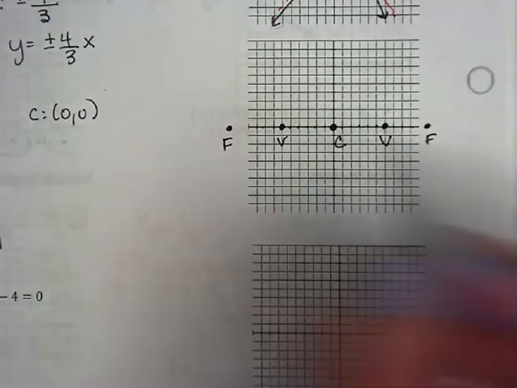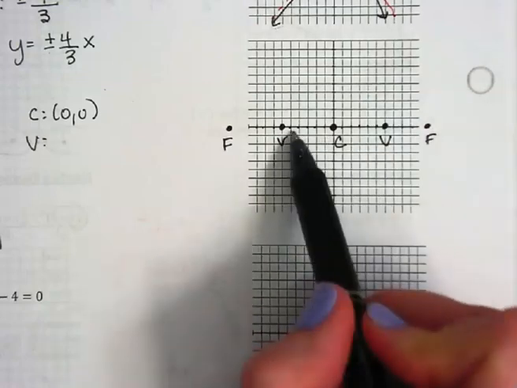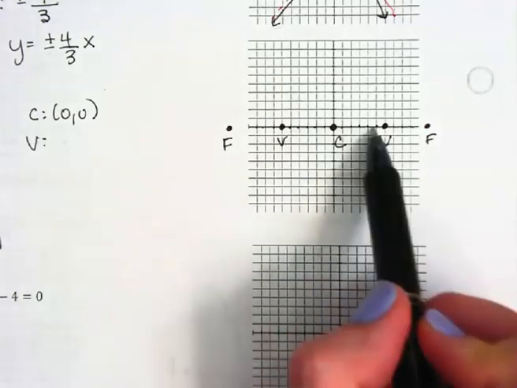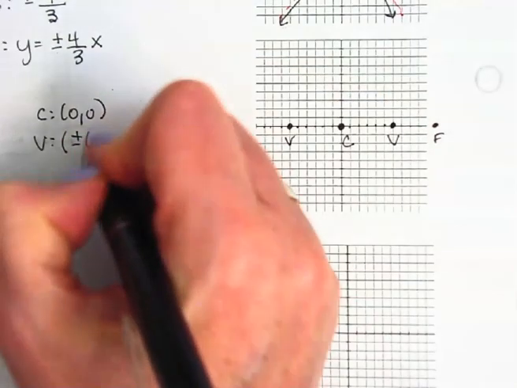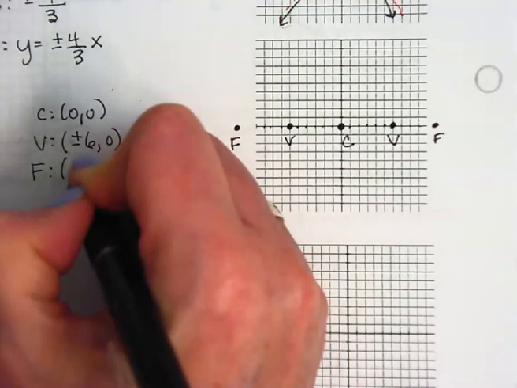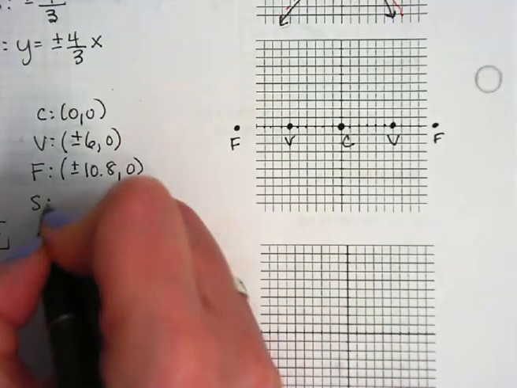And now let's do our ordered pairs. For our vertices, we changed the x direction, so that changes our h value or x coordinate. We went in the positive and negative 6 direction. For my foci, we went positive and negative 10.8 directions.